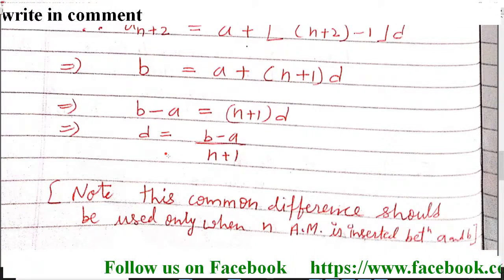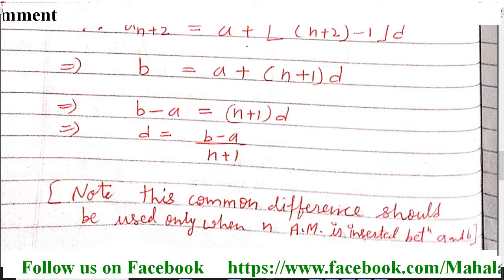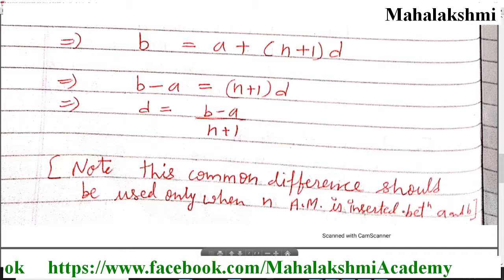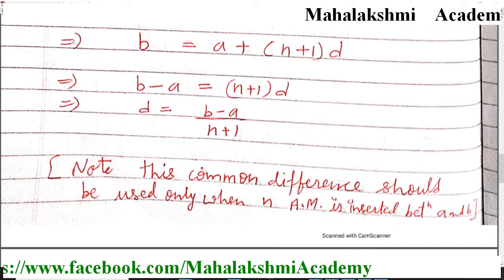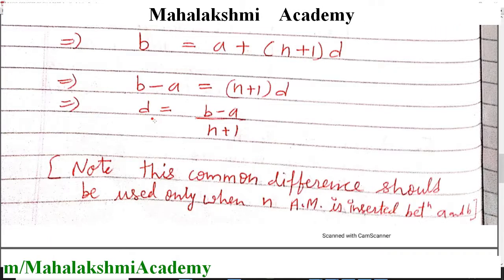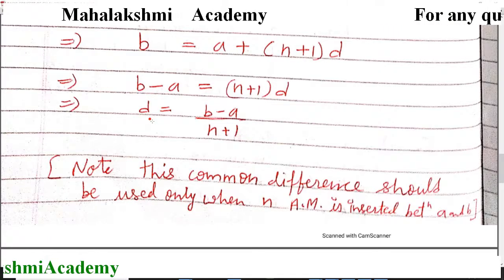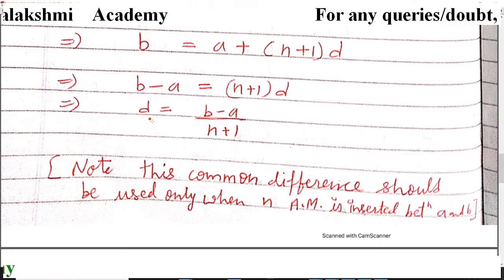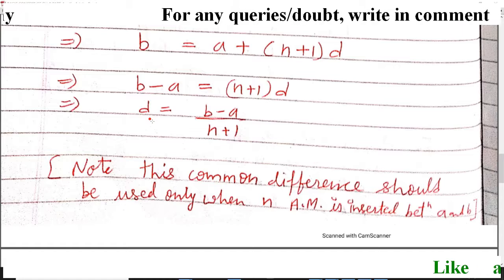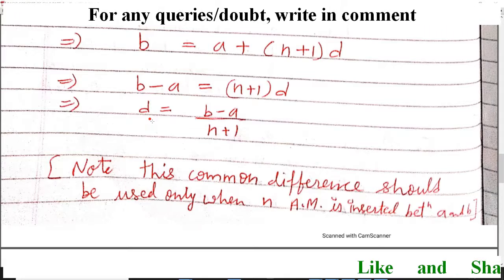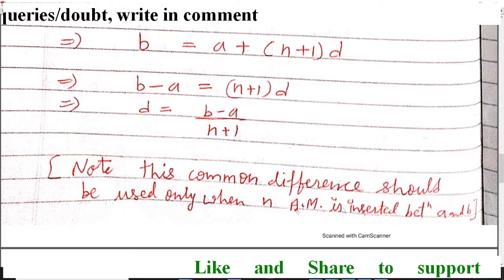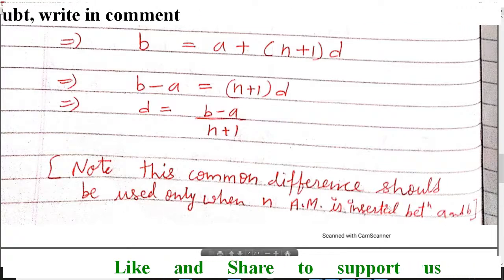Here it is very necessary to note that this common difference should be used only when arithmetic means are introduced between a and b. So this is not the general common difference formula. The common difference formula you already know, which we used in 10th class, is a2 minus a1, or the difference between any two consecutive terms of an AP, that is named the common difference. So this d you have to use only when you are going to introduce arithmetic means between a and b.